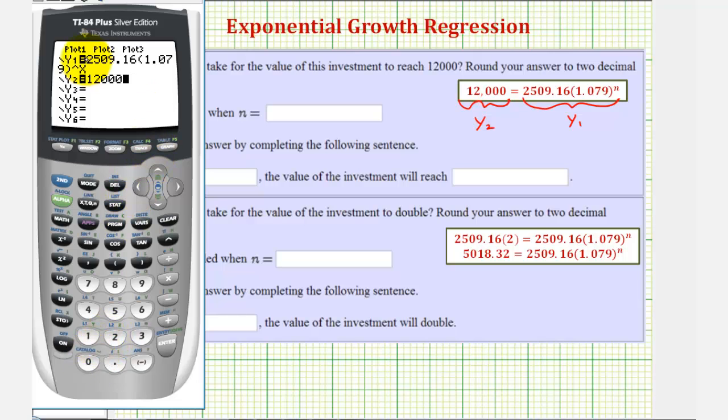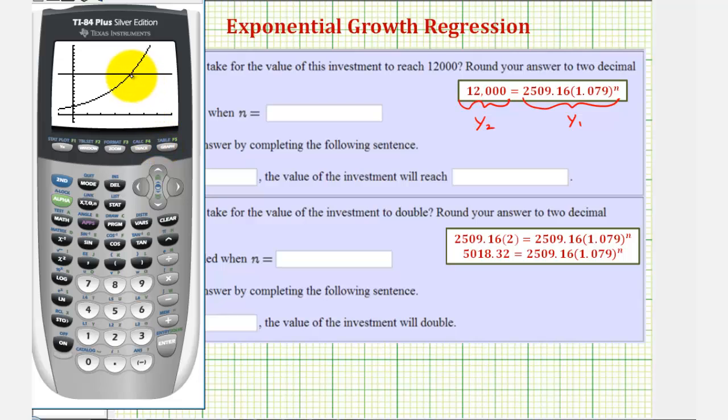Now I do have to adjust the window to make sure we can see the point of intersection. To save some time, I've already done that. So if I press window, you may want to change your window to look like this. The X scale and Y scale are optional. This is how often you'd have a tick mark on the X and Y axis. Let's go ahead and press graph.